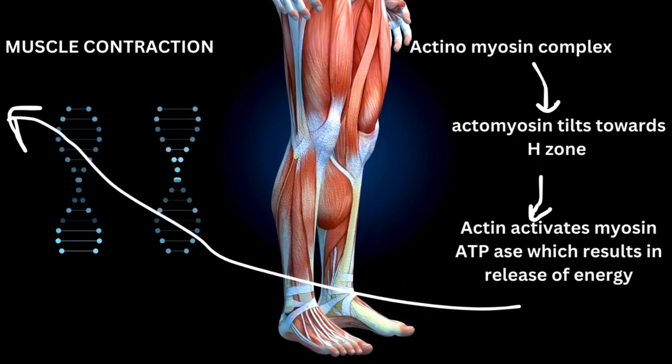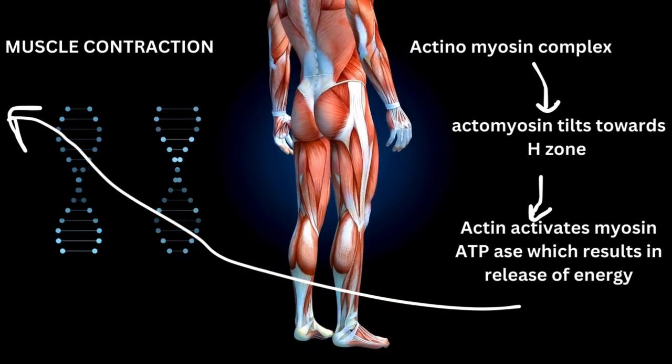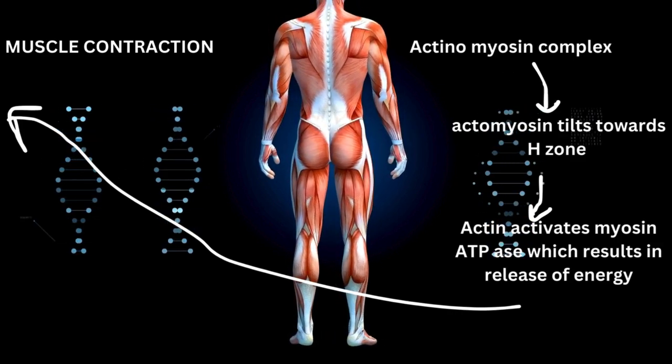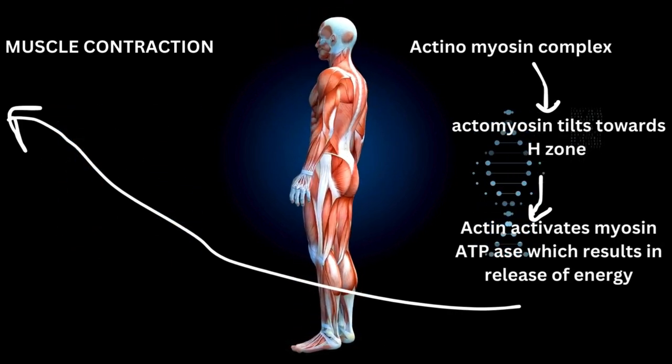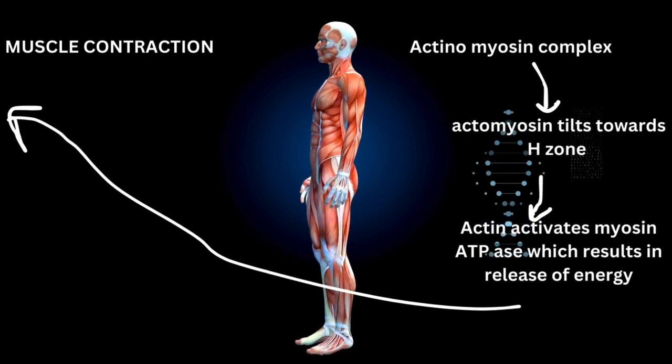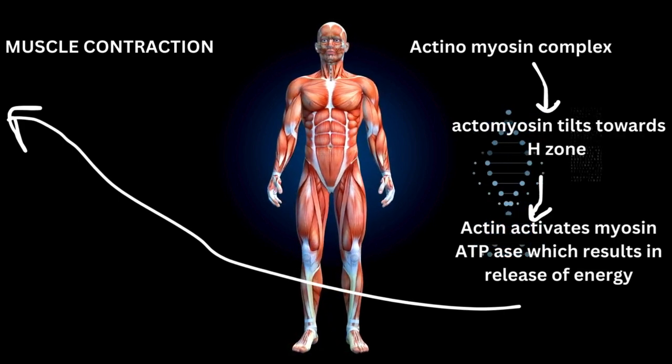Actin activates the myosin ATPase, which results in the release of energy from the ATP, and this ATP binds with the myosin, forming the cross bridges. Forming cross bridges is also important for muscle contraction. So that is how the whole mechanism of muscle contraction happens.